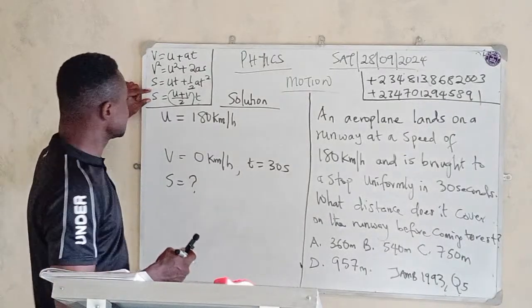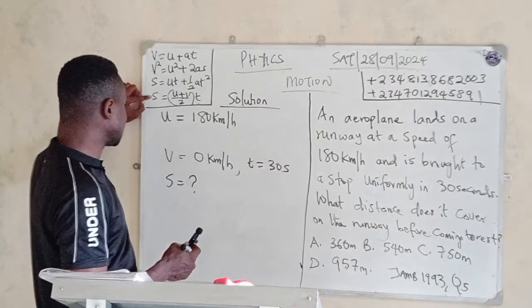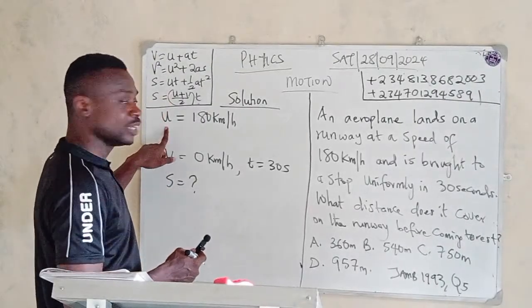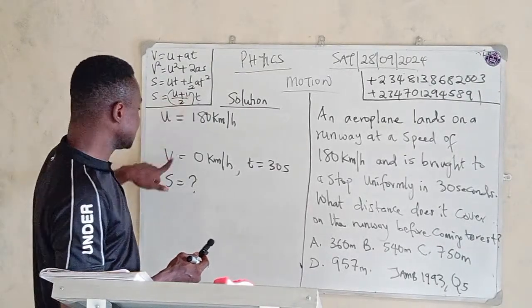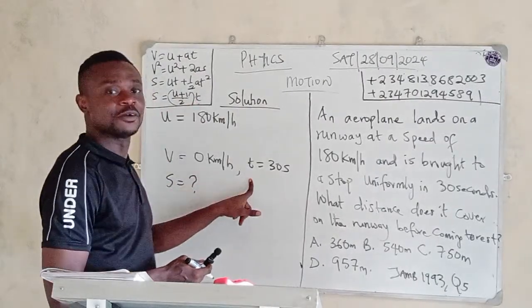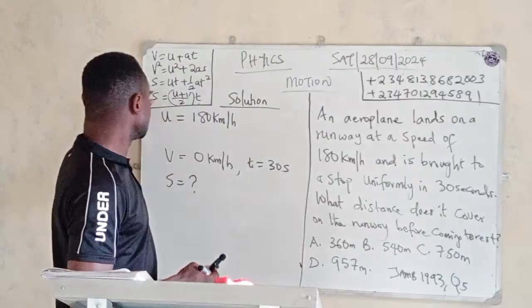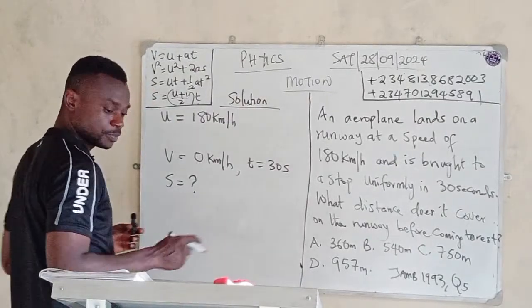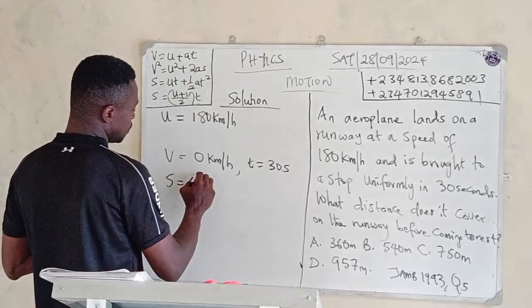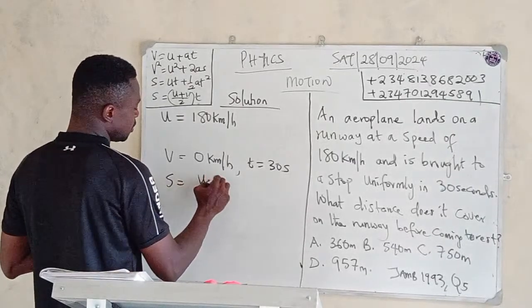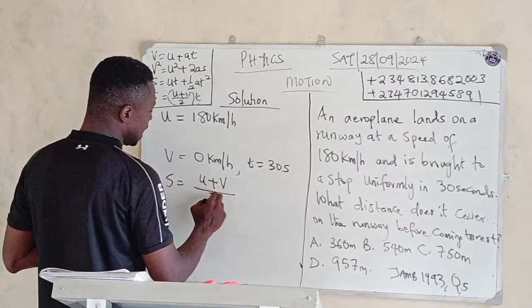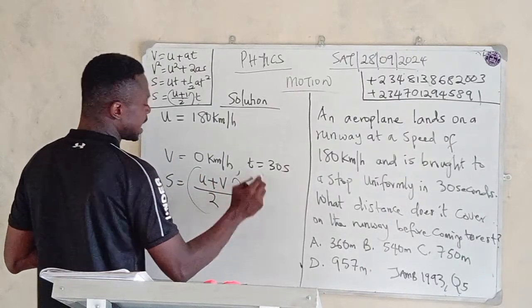The last one says S is here, and there is S here, good. U is here, there is U here, good. V is here, there is V here, good. T is here, there is T here, beautiful. So we're going to use this last one. So S is now equal to initial velocity plus final velocity all over 2 times time.